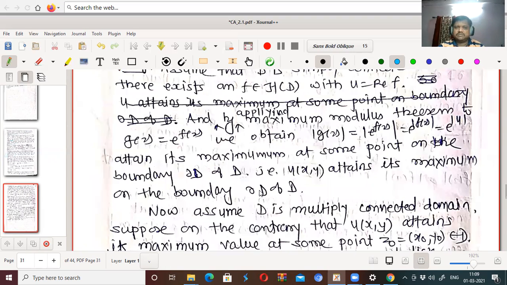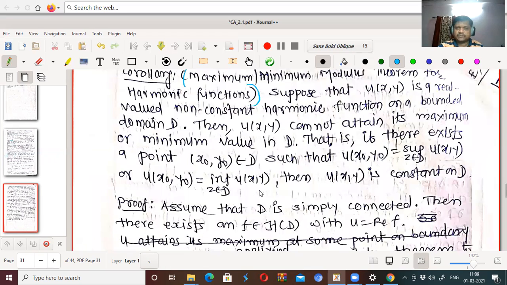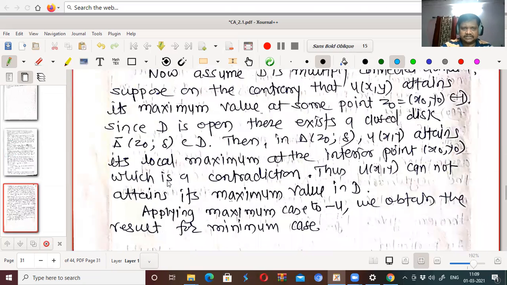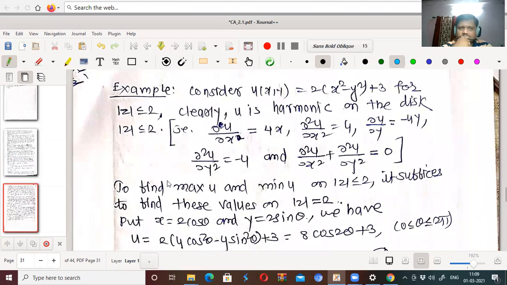So if u is a harmonic function, a real valued, non-constant function, which is bounded in domain D, then it has a maximum or minimum value only on the boundary of D, not inside D. We have one result there.